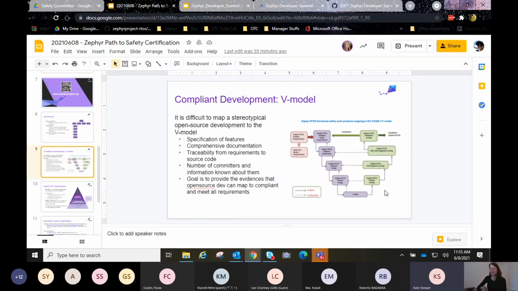And of course, this is something in the safety committee in the next month or so, we hope to agree upon the process, and then we'll take it to the technical steering committee and make sure that the whole TSC agrees upon the process that we want to put in place for establishing requirements.